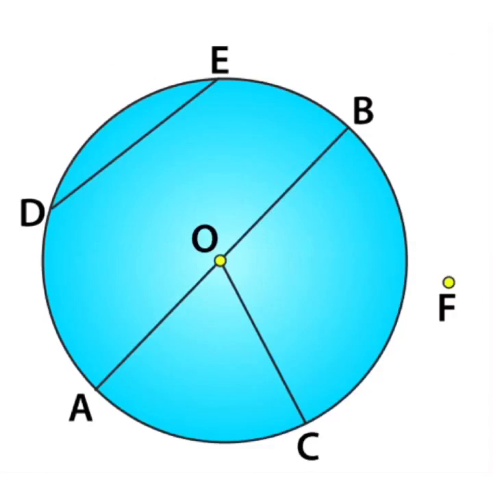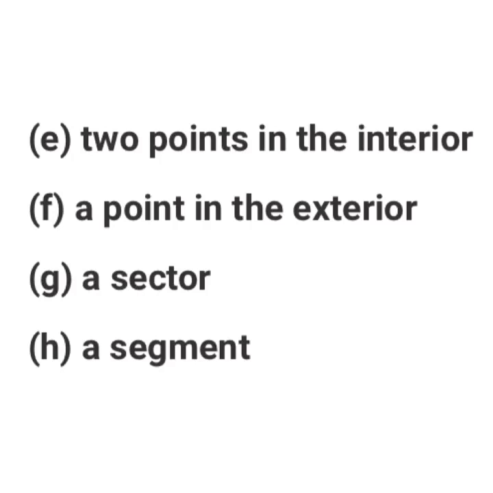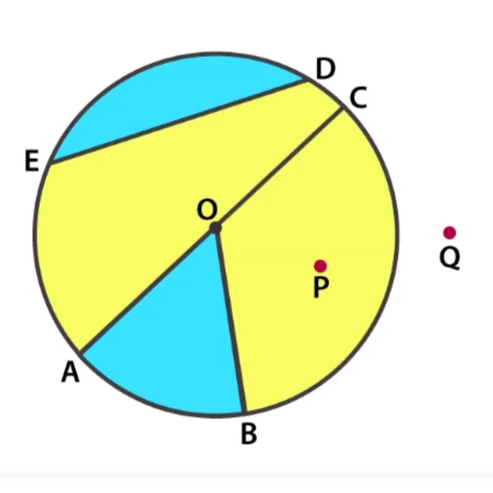Question number 1 is, from the given figure identify the center of the circle, 3 radii, a diameter, a chord, 2 points in the interior, a point in the exterior, a sector and a segment. Children, in this figure, the center of the circle is O. 3 radii in this circle are OA, OB and OC.